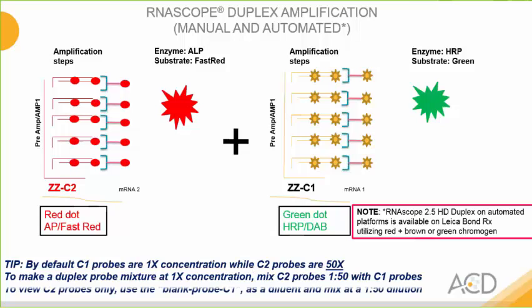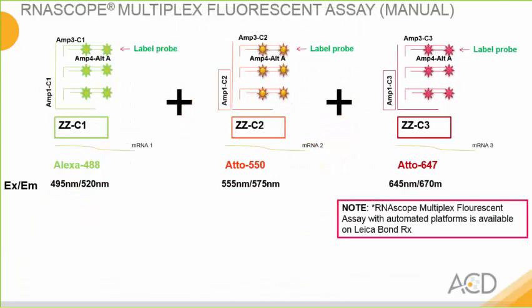Okay. So what about triplexing with the multiplex fluorescence assay? Now, 3 separate amplification trees are being built at the same time.